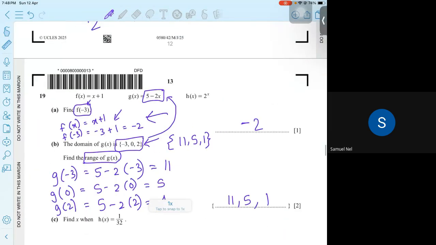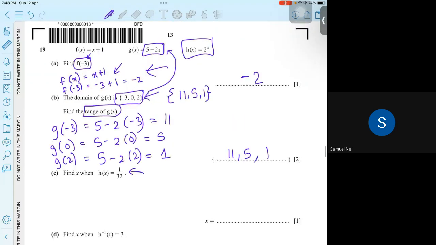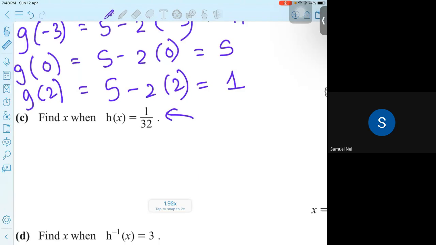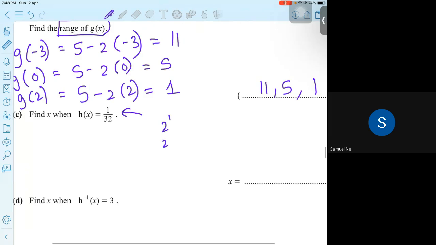So I have been given h(x) here. And the question says, find x when h(x) equals 1 over 32. Very simple, a very specified way. And here's something that you should know for both paper 2 and paper 4 as well. It's the common indices of 2 and 3. Basically know all the values of this: 2 to the power 2, to the power 3, to the power 4, to the power 5, to the power 6. And I think up to this should be okay.